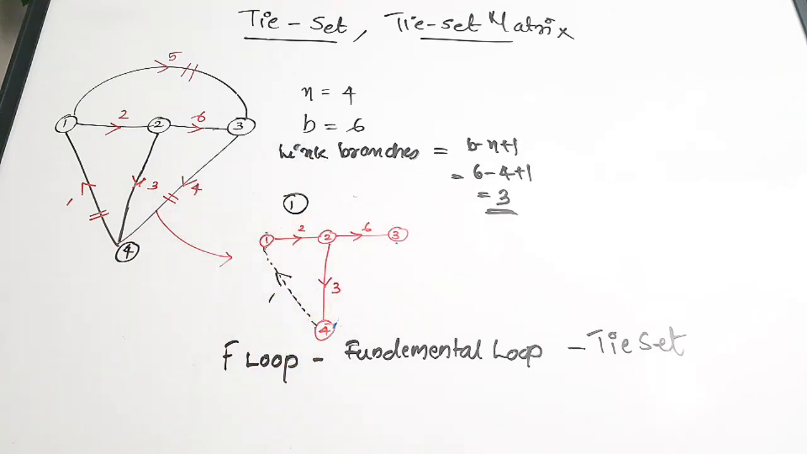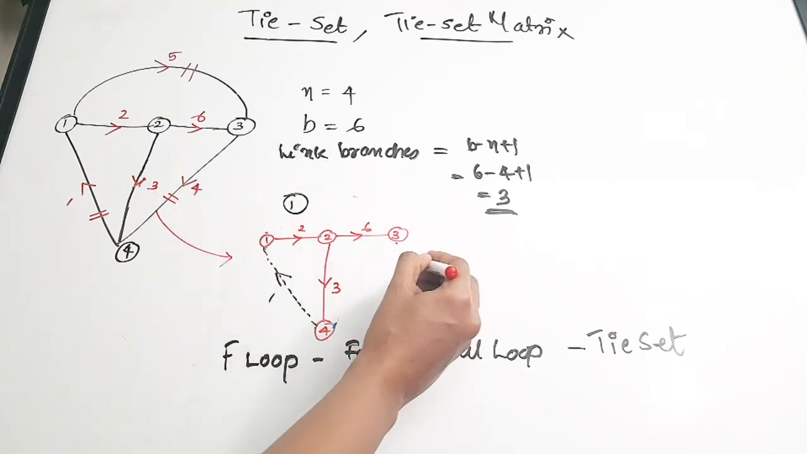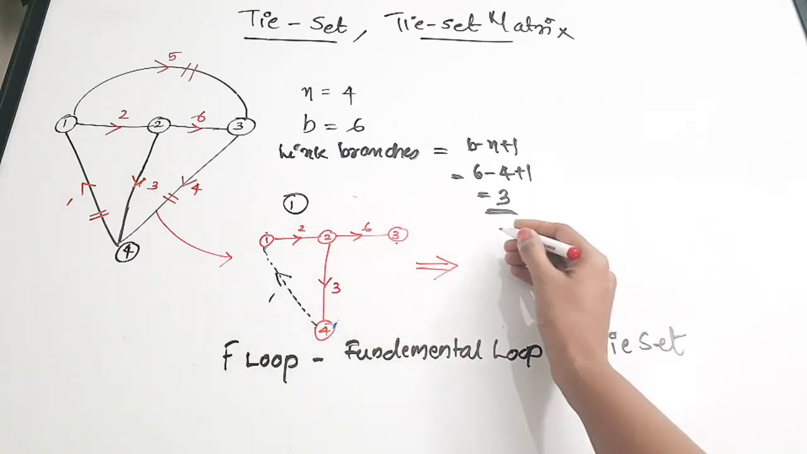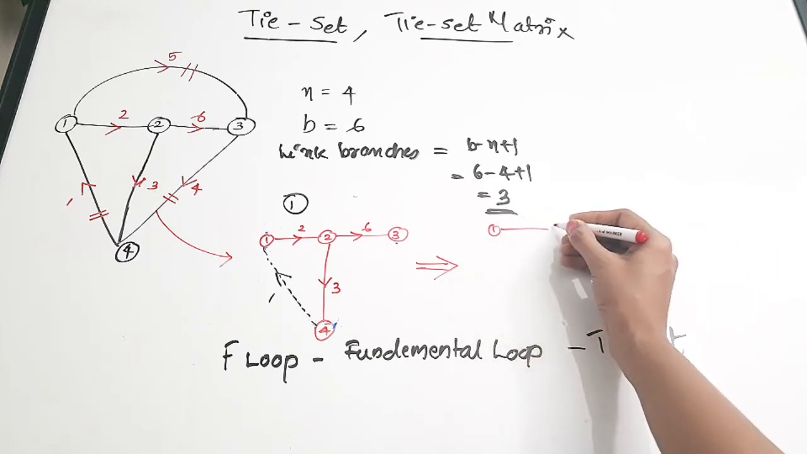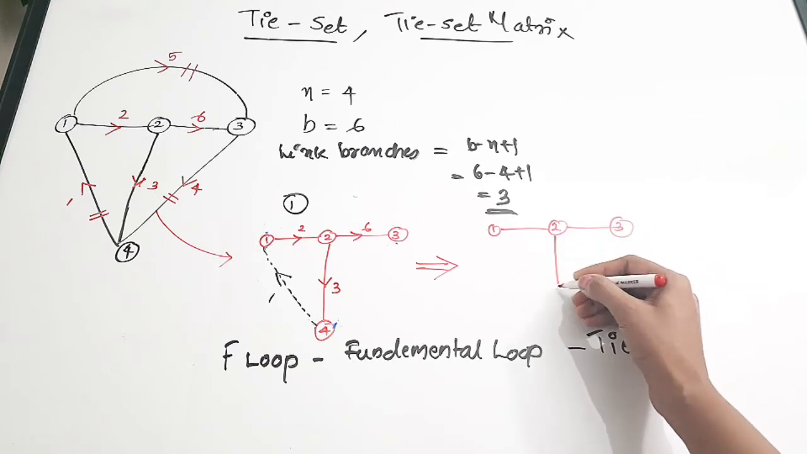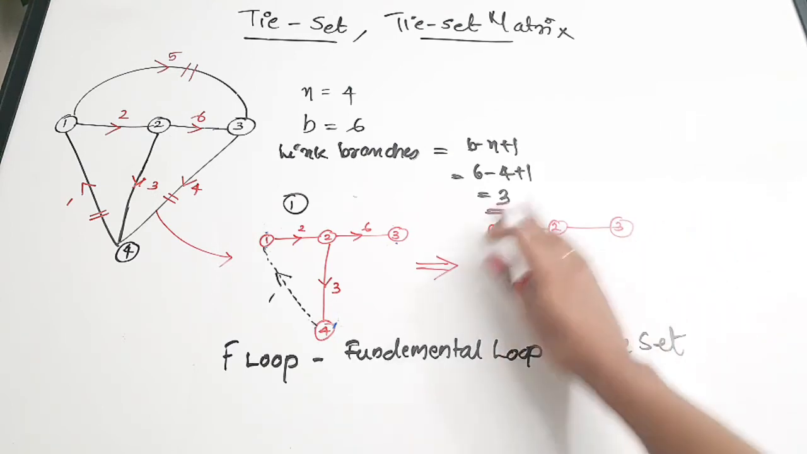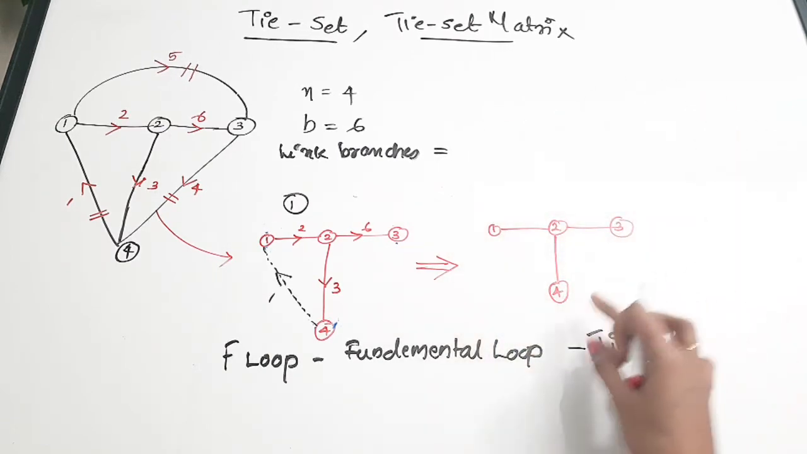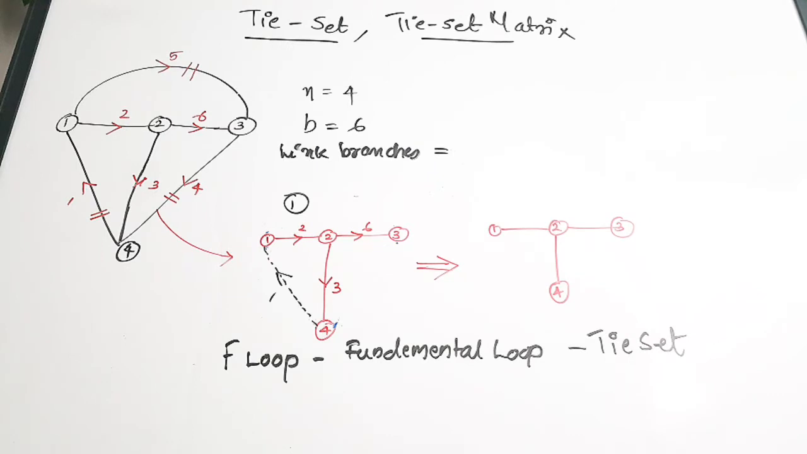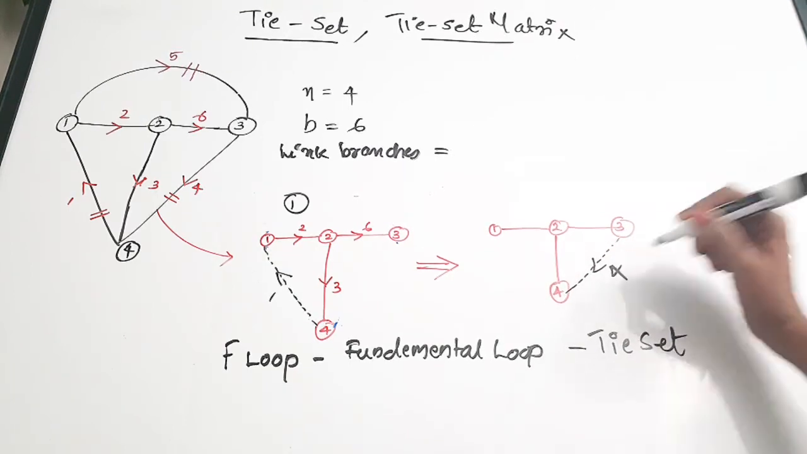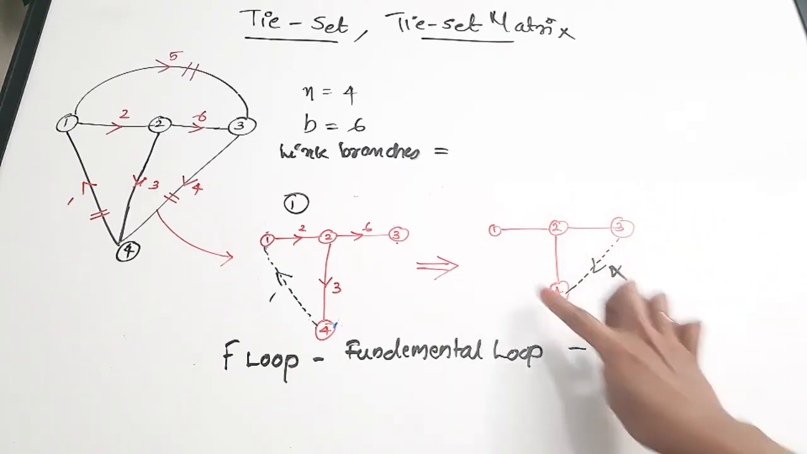Then again, I'm going to form one more loop. That is, one more fundamental loop in the same tree. I'll draw the tree once again, because if it is a fundamental loop, the tree can have only one loop. So you have to draw it once again. So this is my tree, and you don't need this anymore. In this tree, I'm going to put back the link branch named 4, and again I get a tree with a single loop.